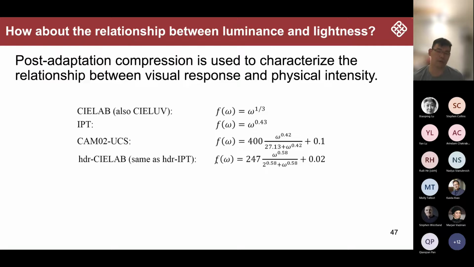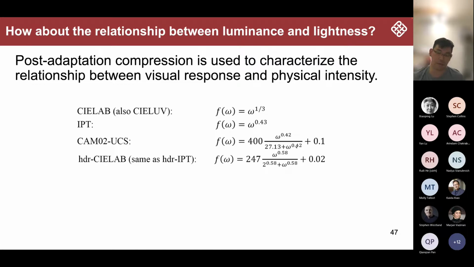In all the different color appearance models and uniform color spaces, we actually have different compression functions. For example, for CIELAB, we all know that we use 1/3 as the power. And in CAM16-UCS, we are using a hyperbolic function to describe such a non-linearity. But actually, we are not sure whether these functions work well for HDR. And why are we concerned about that?